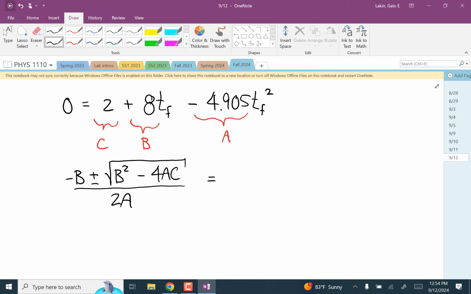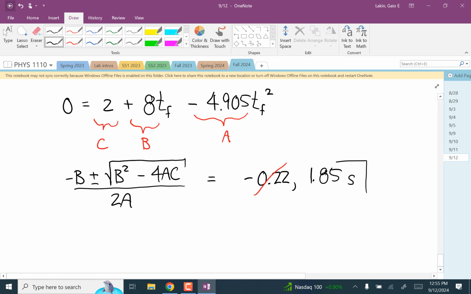Okay, and the answers I got are negative 0.22 and 1.85. Well, we have to choose one of those over the other one. If you're using the quadratic formula to calculate a time, this choice is easy because we'll never see negative times. We're starting all of our stuff at time equals 0, and so we can just get rid of the negative, and that means that the elapsed time is this.